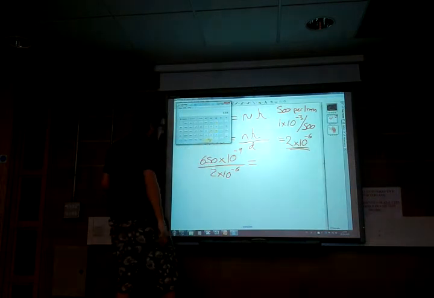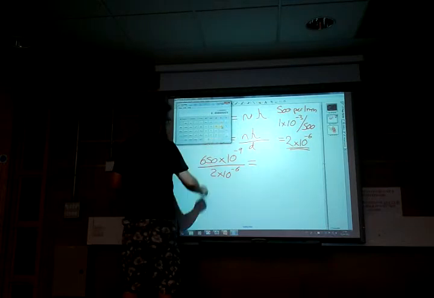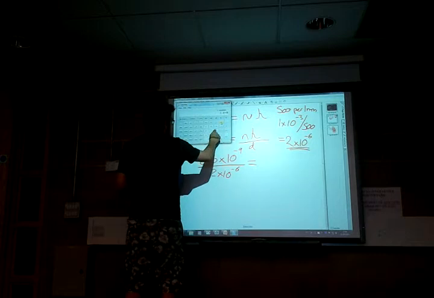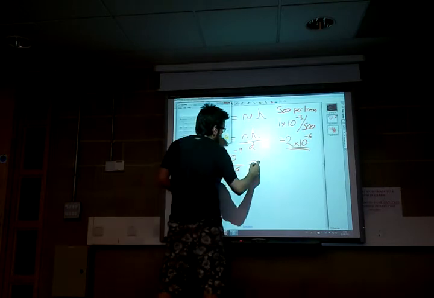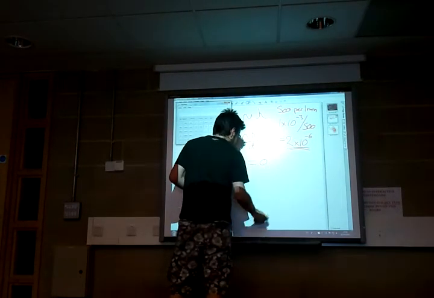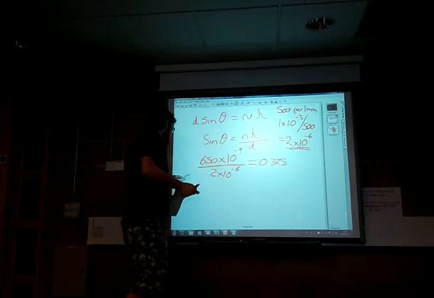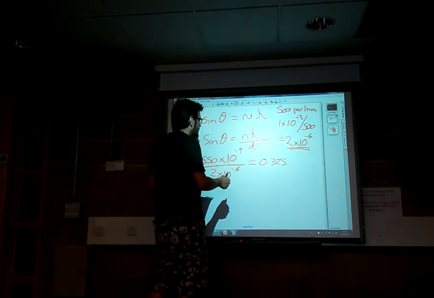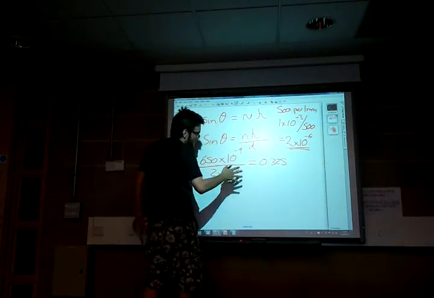So it's 650 exponential button -9, and that's divided by our 2 exponential button -6, which equals 0.325. Now, helps if I actually write my numbers properly. 0.325. A random bit of interesting fact is that the gap here, which is 2 times 10 to the -6, is roughly 3 times the size of our wavelength.